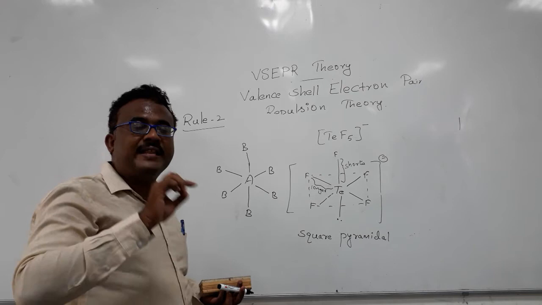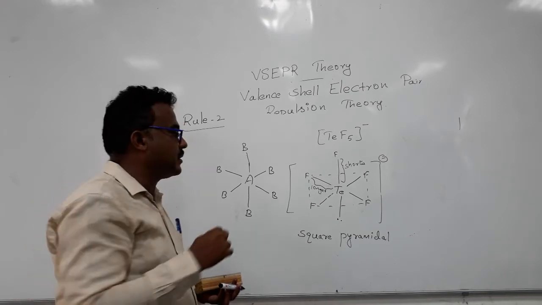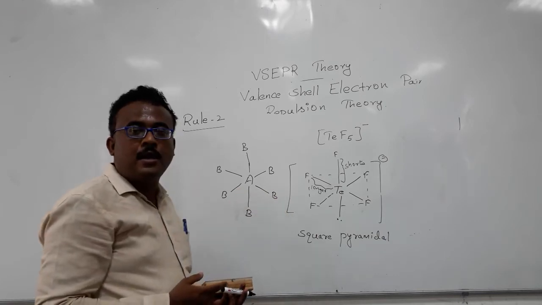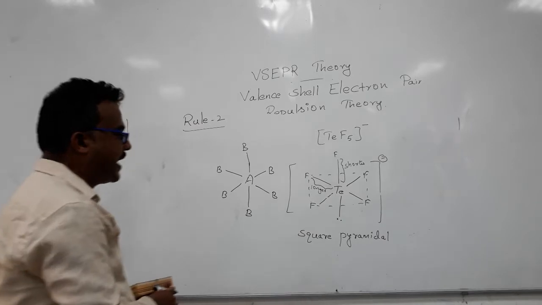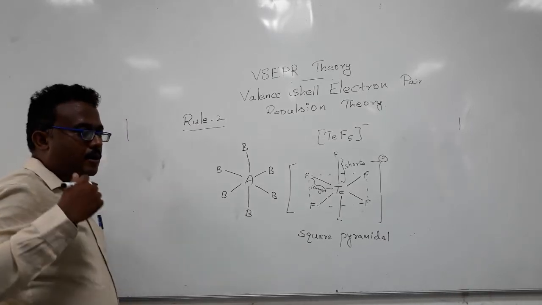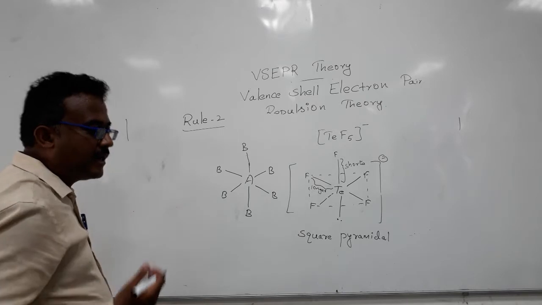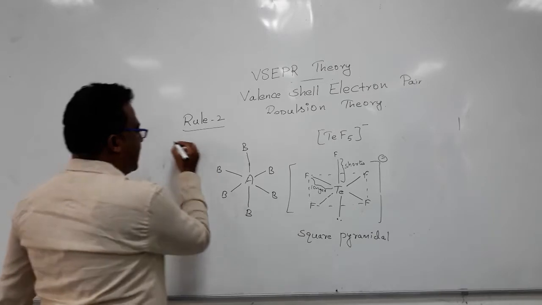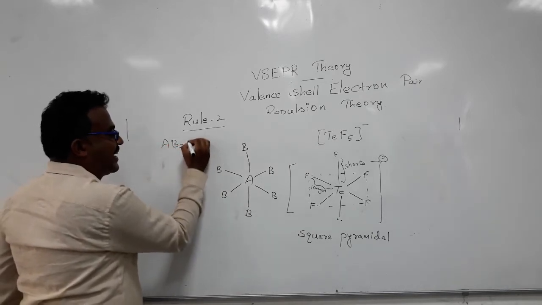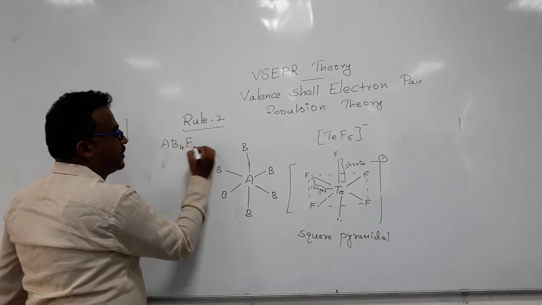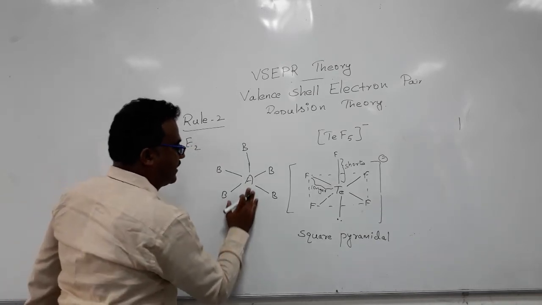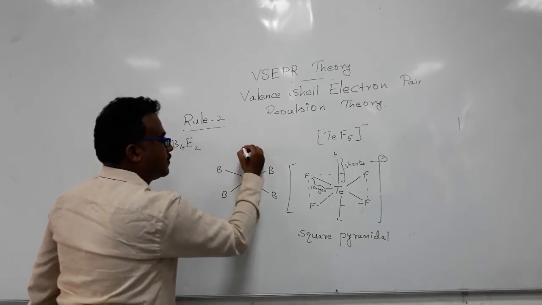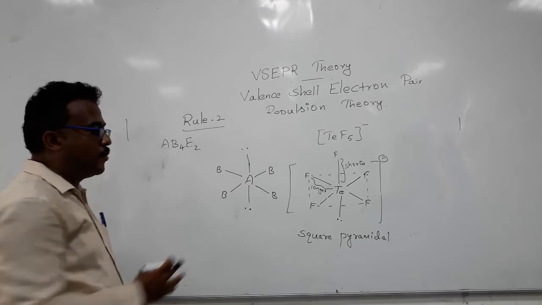If all the sides are equivalent, the lone pair can occupy any one of the sides to form a square pyramidal geometry. In case a molecule has 2 lone pairs of electrons, I mean a system of AB4E2 type molecule, then the lone pair electrons will go trans to each other.